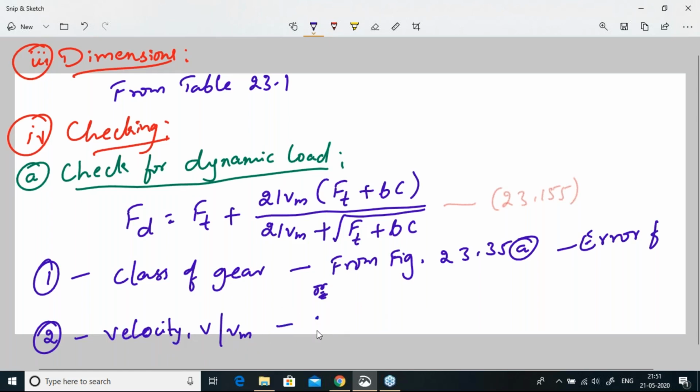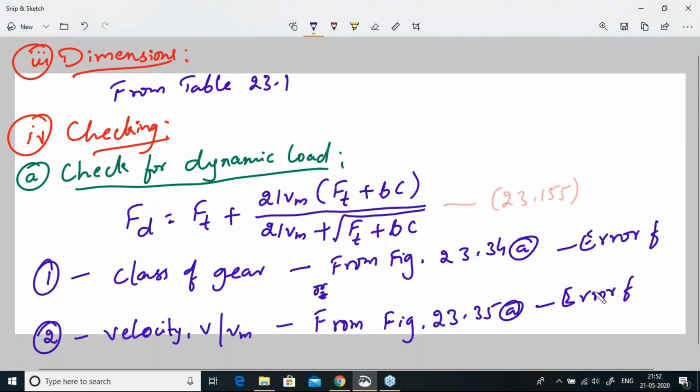So from this one, that is using from figure, this one is 23.34a. So for class of gear, figure 23.34a we have to use. For velocity, from figure 23.35a. With the help of this one, using calculated V velocity or Vm, whatever we are substituting here, by using that one, we can get the error F. So by using any one method, we have to get the error F.